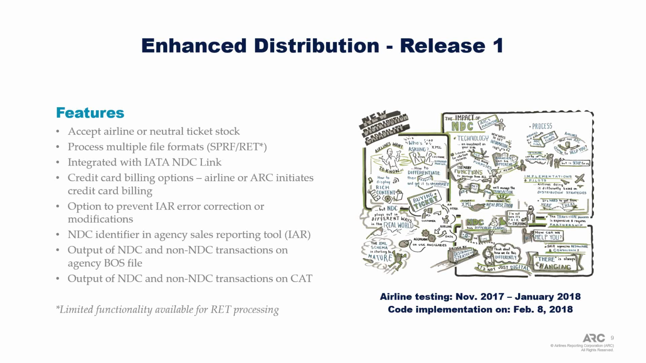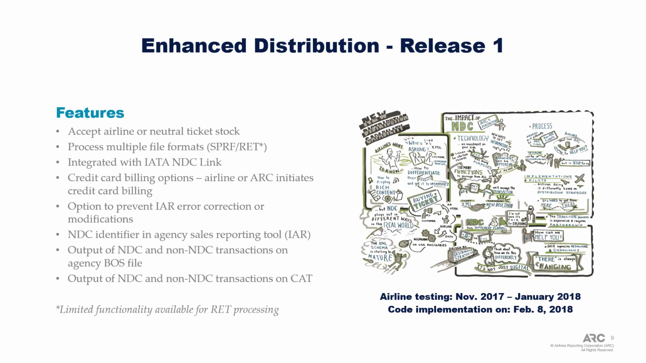So I'll circle back around. The NDC identifier is displayed to the agency in IAR, and that lets them know, as well as an error message, if they go in and try to actually correct an error or modify a transaction or do something that the airline and the agency have not agreed to. The agency will get an error message, but they will have an identifier.